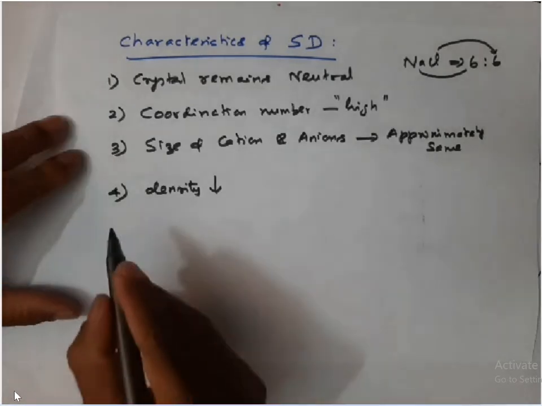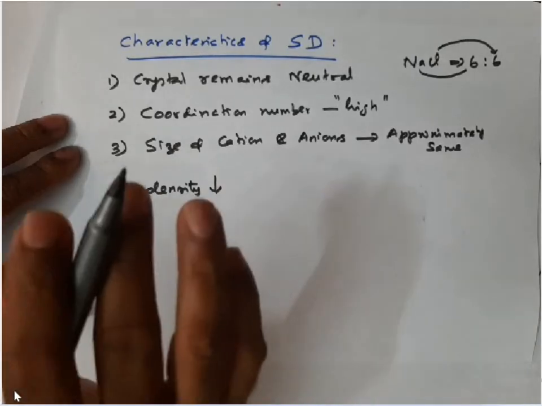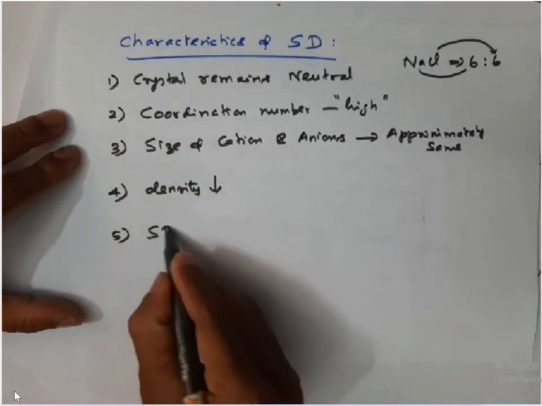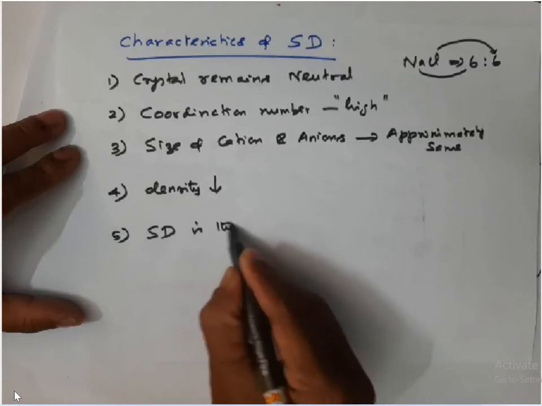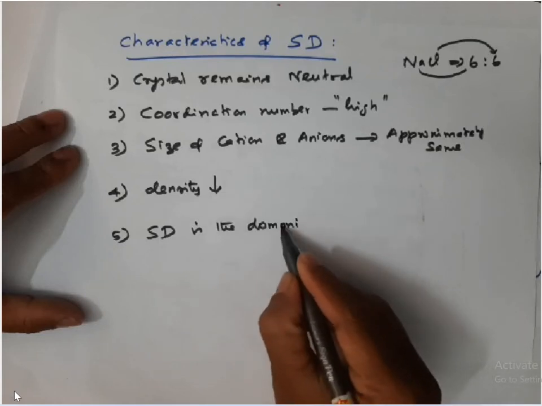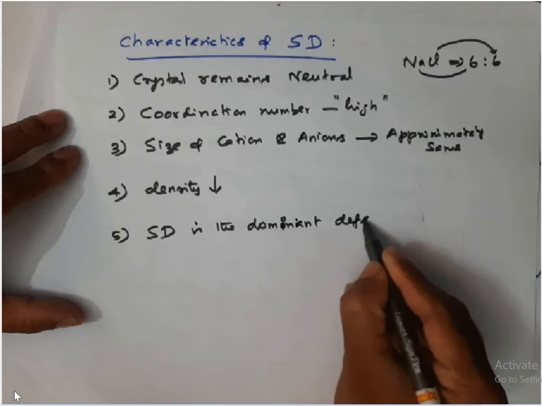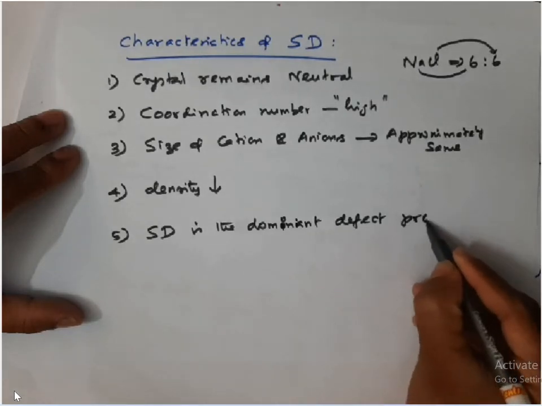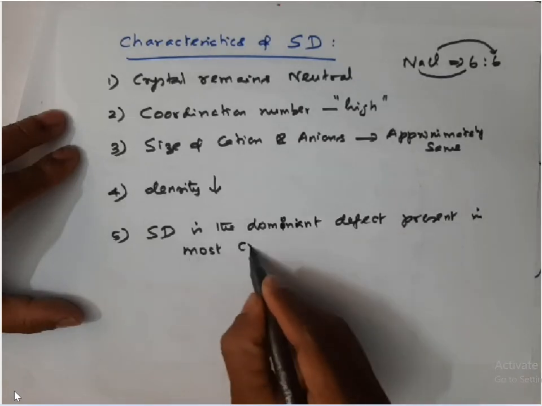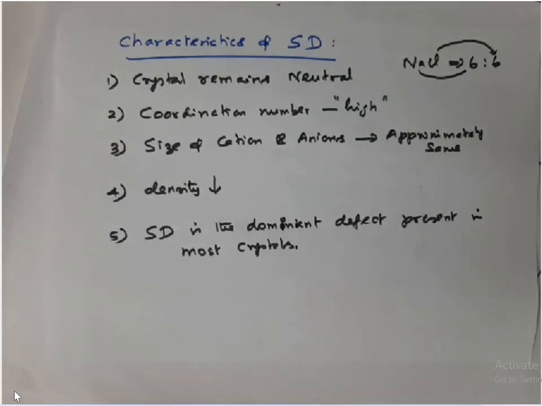And remember, Schottky defect is the dominant defect present in most of the ionic crystals. Schottky defect, SD, is the dominant defect present in most crystals. Students, keep this in mind.